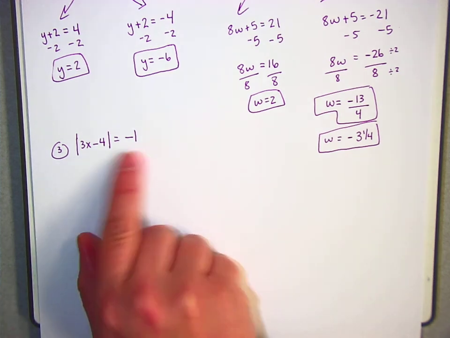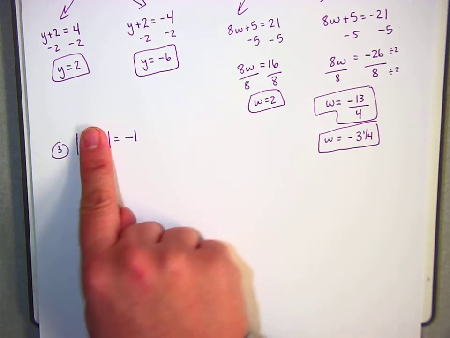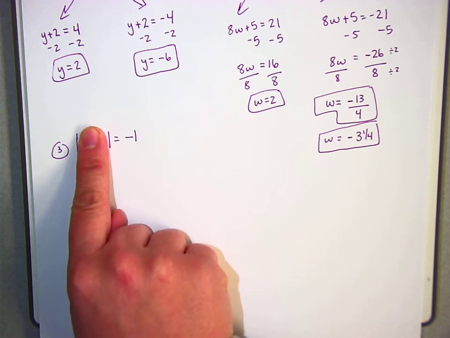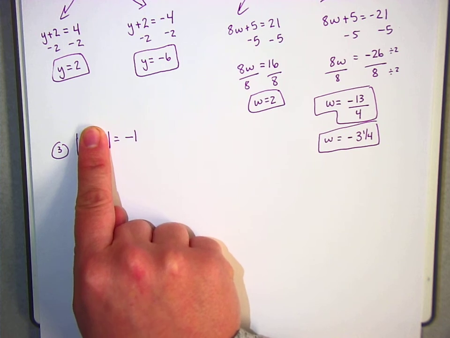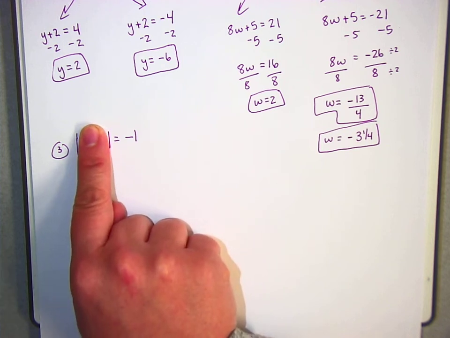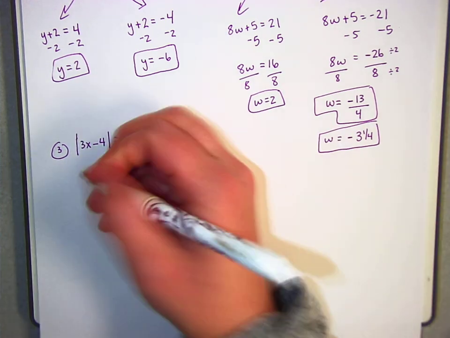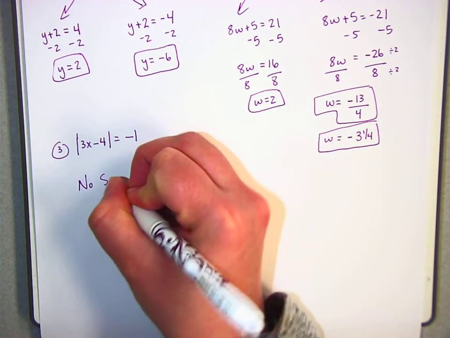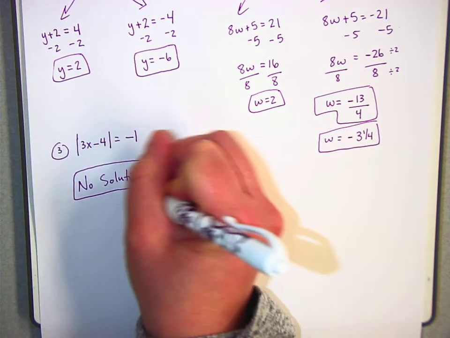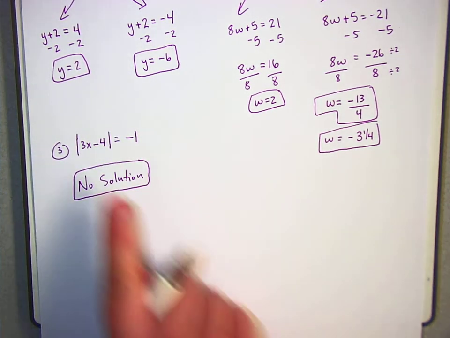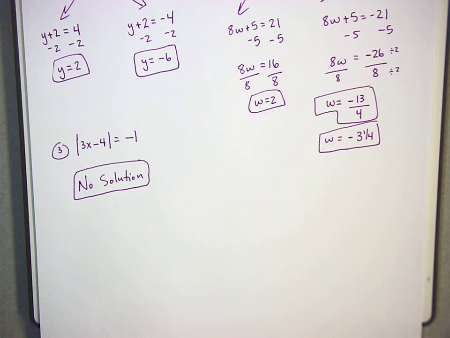So what number could I put in here that would make an absolute value that equaled -1? Nothing. There's nothing I could do, because even if there was a 1 inside here, the absolute value of +1 is 1, and the absolute value of -1 is also +1. So this is no solution. This is an impossible equation. There's nothing you could put in there that would make an absolute value equal to a negative number. That's impossible. So if you see an absolute value equation equals a negative number, then you know that's impossible.